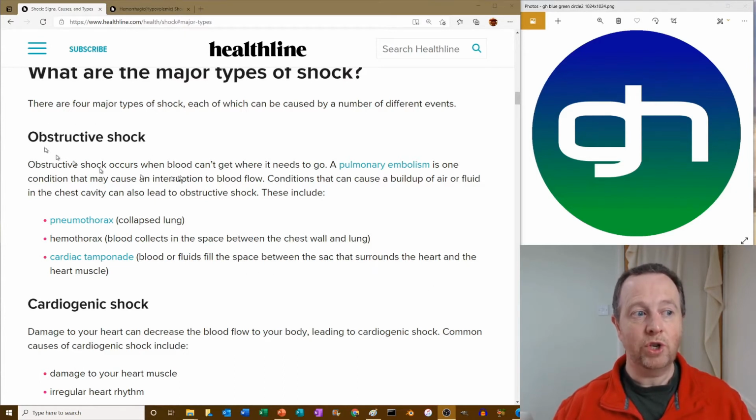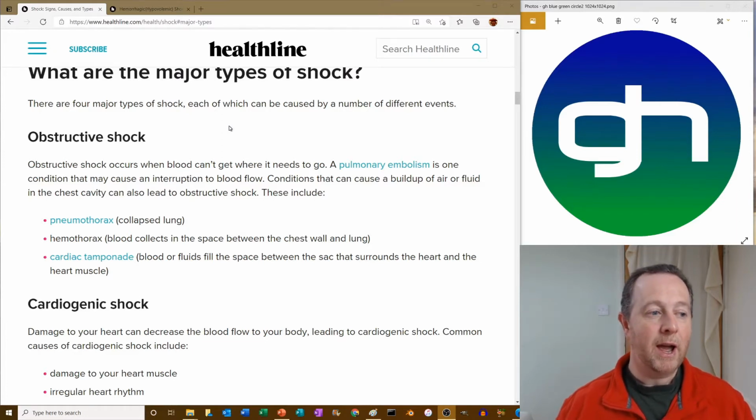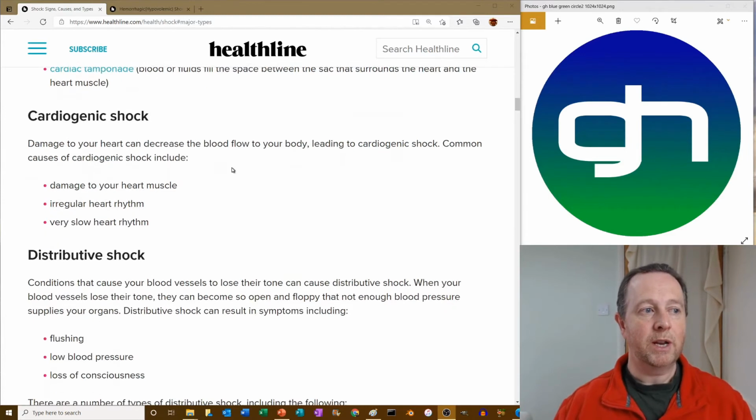So you've got obstructive shock. Let's have a look at the first one. Obstructive shock occurs when blood can't get to where it needs to go. A pulmonary embolism is one condition that may cause an interruption to blood flow. Conditions that can cause a build-up of air or fluid in the chest cavity can also lead to obstructive shock. Fine. So you've got something like a blood clot that is blocking flow. Cardiogenic shock. Damage to your heart can decrease the blood flow to your body, leading to cardiogenic shock. Common causes of cardiogenic shock include damage to your heart muscle, irregular heart rhythm, very slow heart rhythm. Okay, so I suppose heart attacks.